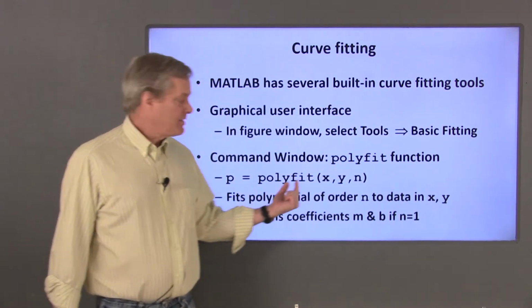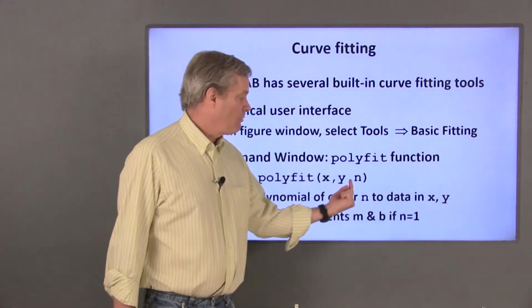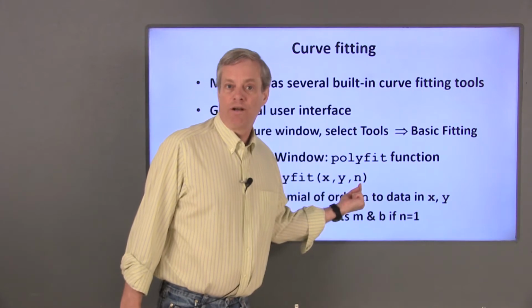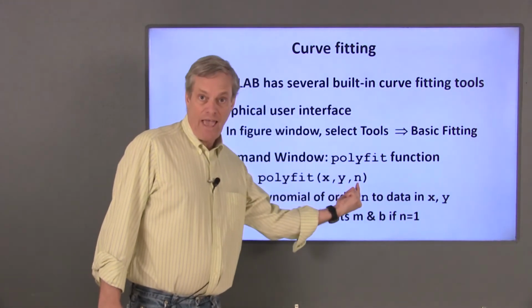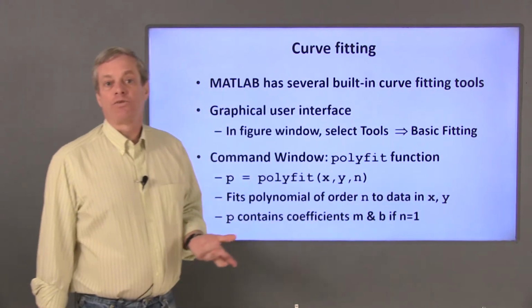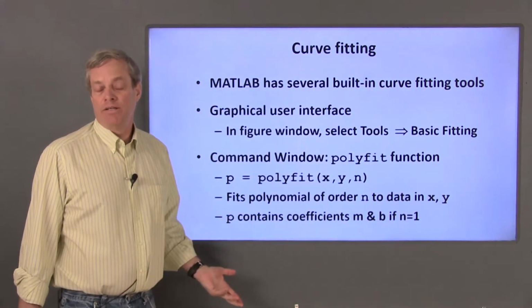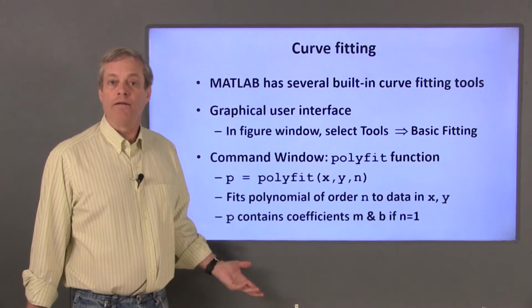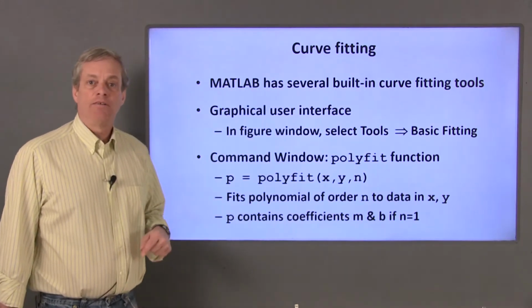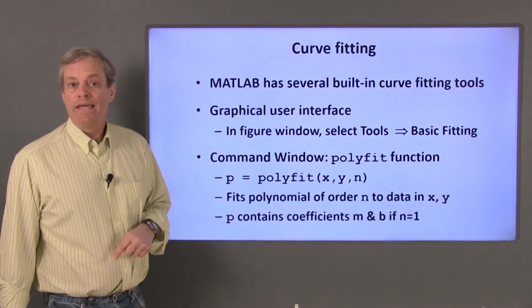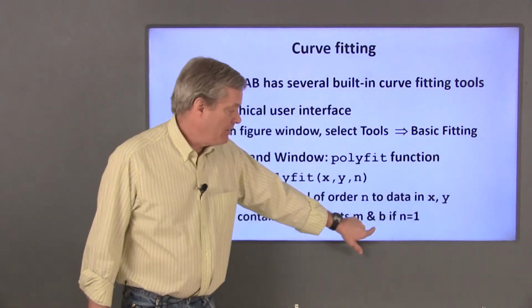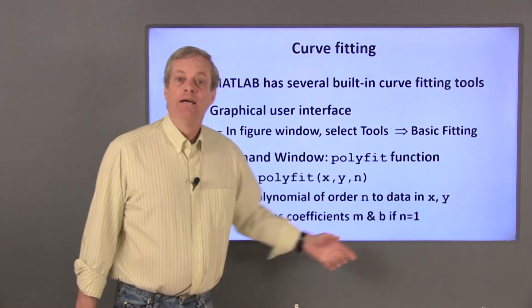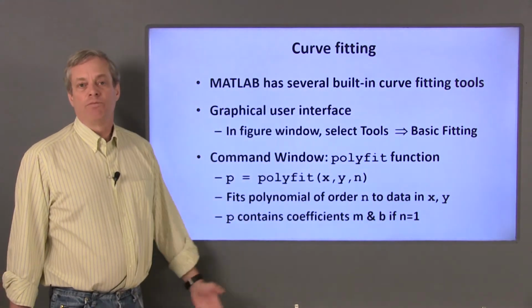You send the x and y data to polyfit along with the order of the polynomial you want to fit to the data. The polyfit command fits a polynomial of order n to the data. A straight line is a special case of a polynomial where n is equal to 1. If n equals 1, polyfit returns the slope and y-intercept in an array. The slope will be the first element in the array and the y-intercept is the second. Now I'll demonstrate use of both of these approaches.